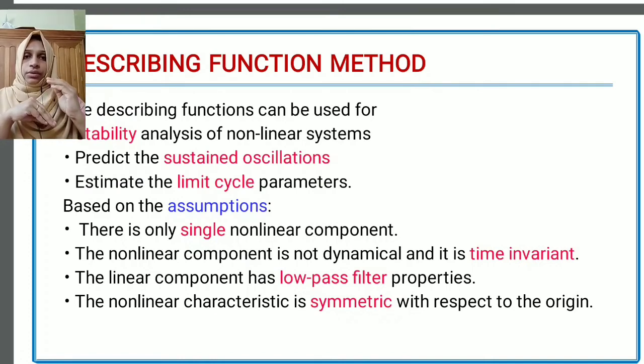So, for the application of this describing function method, we have to make some assumptions. The assumptions are: there is only one single nonlinearity component in this system. Another one is the system is time invariant, that is the system parameters do not change with time. And it has the characteristics of low pass filter. We know low pass filter characteristics means it attenuates the high frequency components and it allows only low frequency components. The last assumption is the nonlinear characteristics is symmetric with respect to the origin.